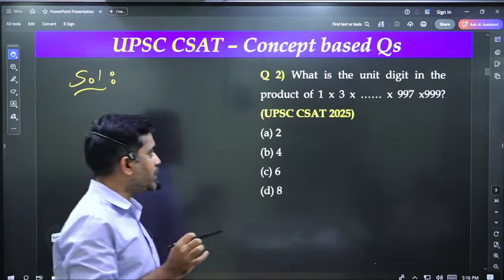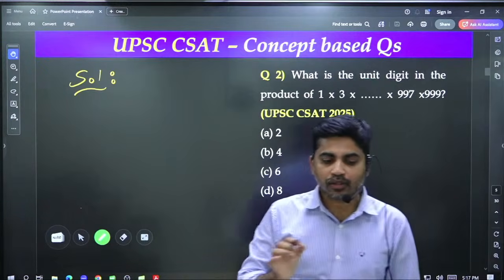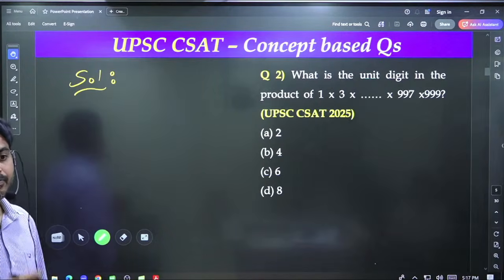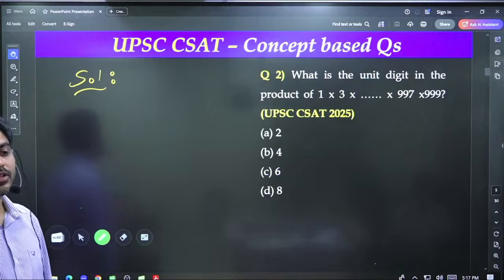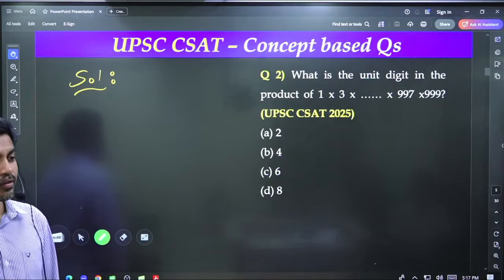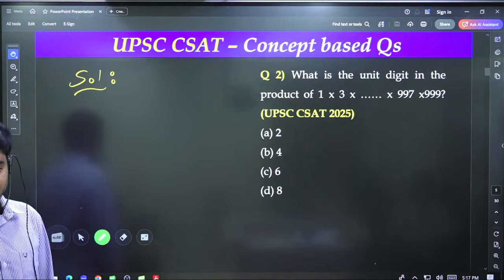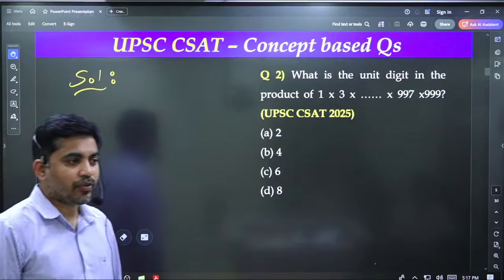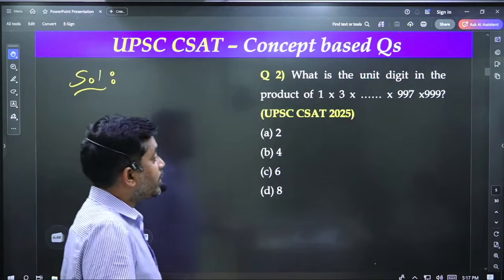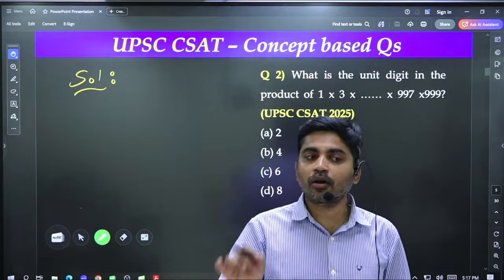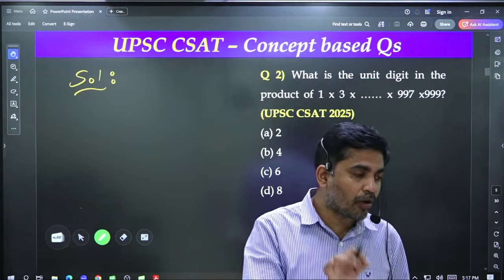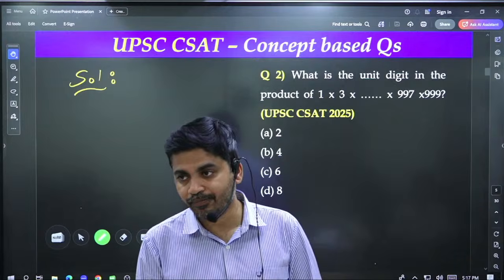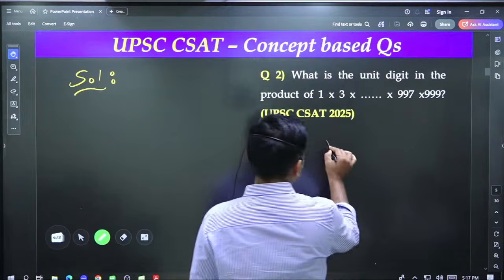What is the unit digit in the product of all these numbers? 1 into 3 into so on up to 999. This is a very interesting chapter in number systems, finding the unit digits, also called the cyclicity concept. See, this question was asked in 2025. In the first 1000 natural numbers, all the odd numbers are multiplied. Only odd numbers, 1, 3, 5, 7, like this. What is the unit digit? What is the unit digit concept?